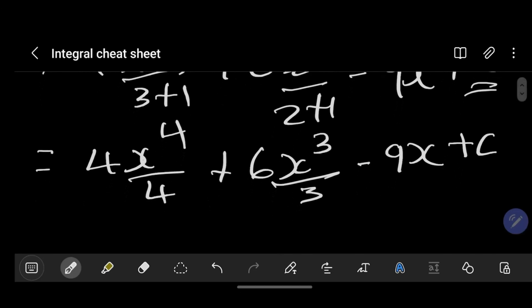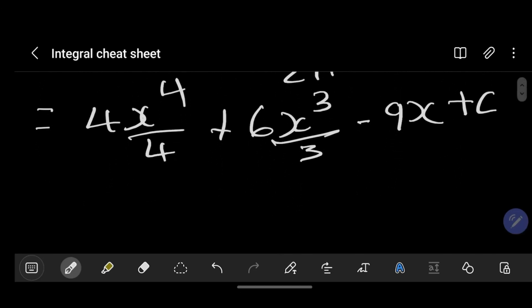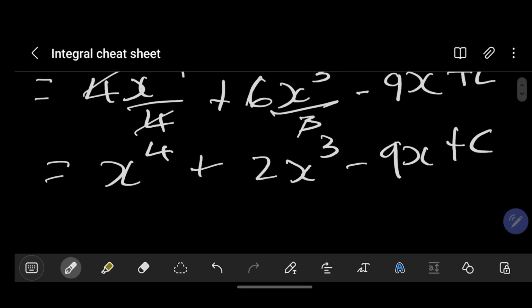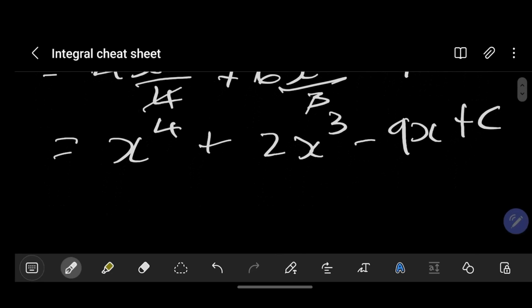Is this your final answer? No. Remember to simplify. So we can simplify this. The 4 and 4 cancel out. That's x to the 4 plus, and this and this cancel out, so it's 2x cubed minus 9x plus c. Okay. Simple enough.